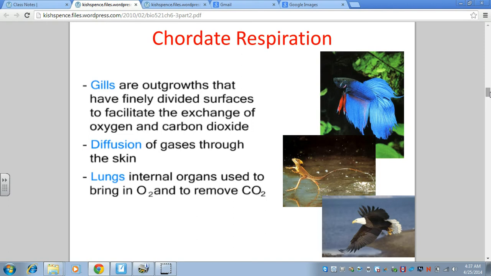They can breathe using diffusion, so they may have diffusion of gases right through their skin. So oxygen would come in, carbon dioxide would go out, and they'd have lots of blood vessels on the inside of their skin. Or they may use lungs, and lungs are just like what we have. They're internal organs that are used to bring oxygen in and to remove carbon dioxide, and they usually do that forcefully.